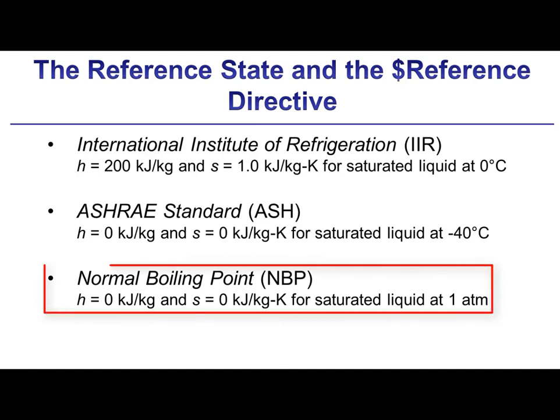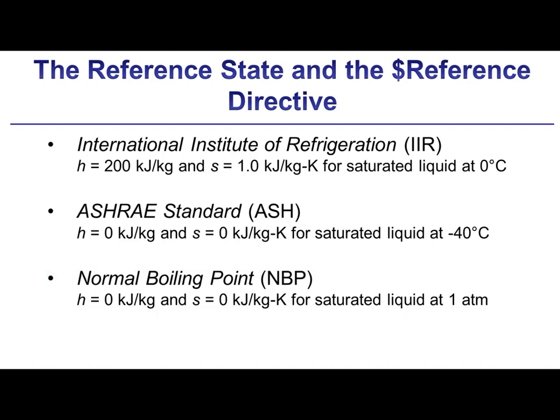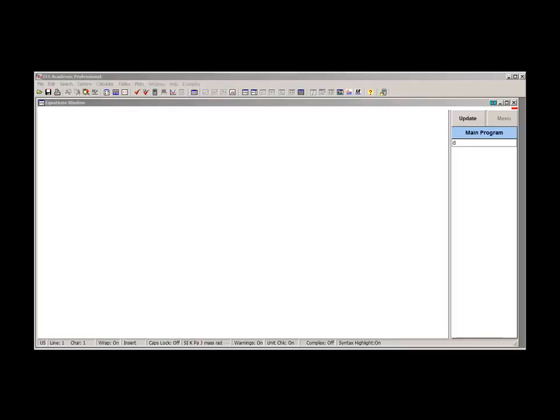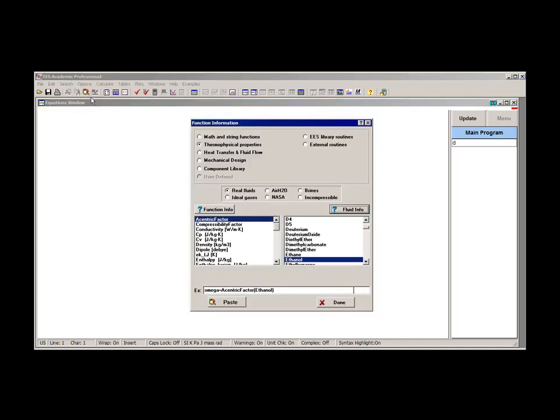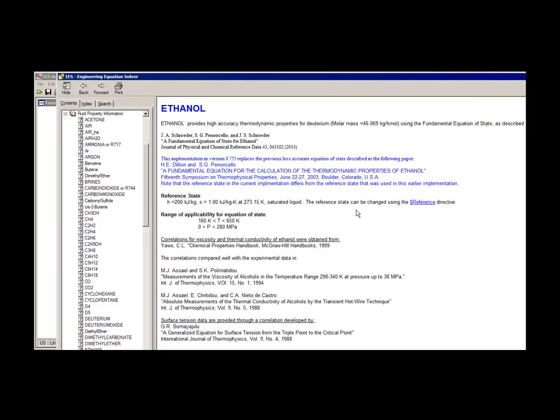And then there's the normal boiling point reference state, which is indicated by NBP. The NBP reference state sets the values of specific enthalpy and specific entropy equal to 0 for saturated liquid at the normal boiling point, so the saturation temperature at 1 atmosphere. And therefore, the normal boiling point option isn't applicable to fluids for which the critical pressure is less than 1 atmosphere. The default reference state for each fluid in EASE is specified in the online help property information for that fluid. So you can see, for example, that shown here.